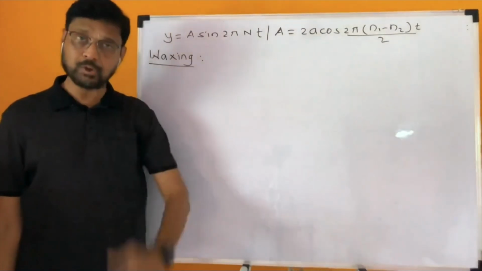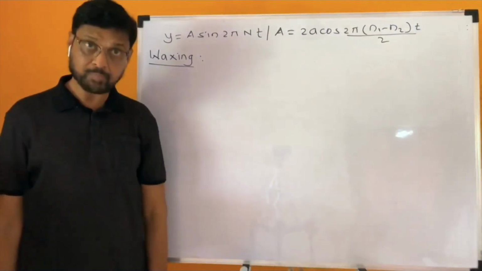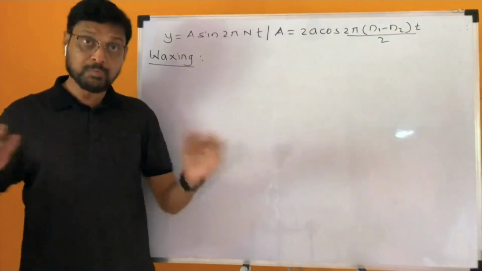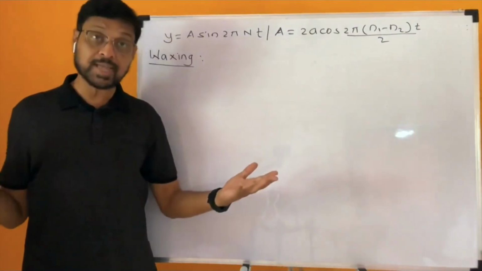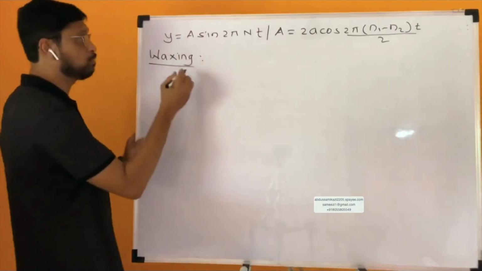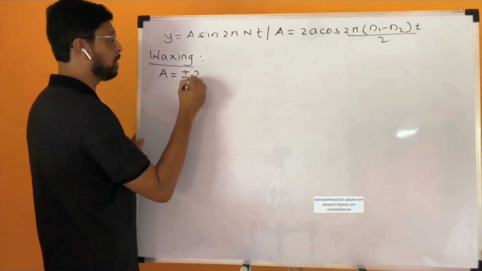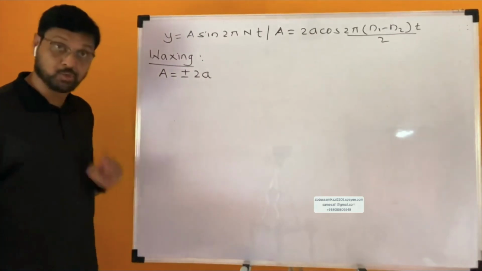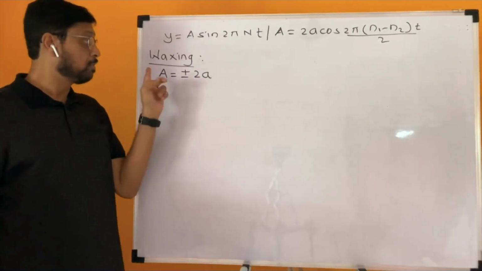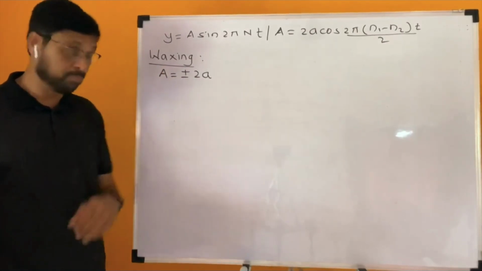मैक्सिमम कितना हो सकता है? एक वेव का एम्पलीट्यूड है स्मॉल a, दूसरी वेव का एम्पलीट्यूड भी है स्मॉल a, दोनों मिलकर मैक्सिमम कितना हो सकता है 2a, ऑब्वियसली उससे ज्यादा नहीं हो सकता. So when there is waxing, amplitude is plus or minus 2a. So for waxing, amplitude is plus or minus 2a maximum.